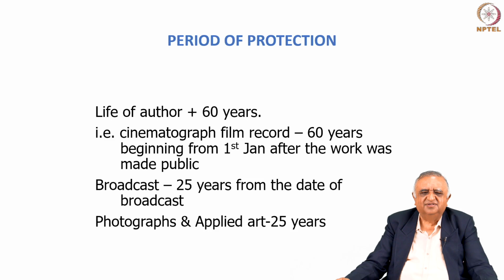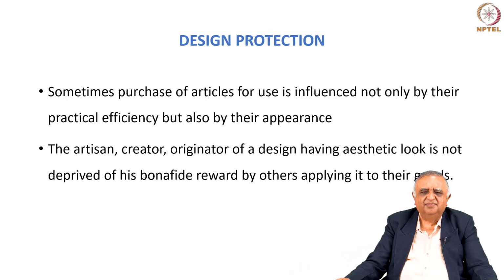For cinematographic films, it is 60 years from the 1st of January after the work was made public. In the case of broadcasting, it is 25 years from the date of broadcast. For photographs and applied artwork, it is 25 years. After that, the work comes into the public domain. Today, anybody can publish Mahatma Gandhi's books without any obligation to the Navajivan Trust, who held their rights.